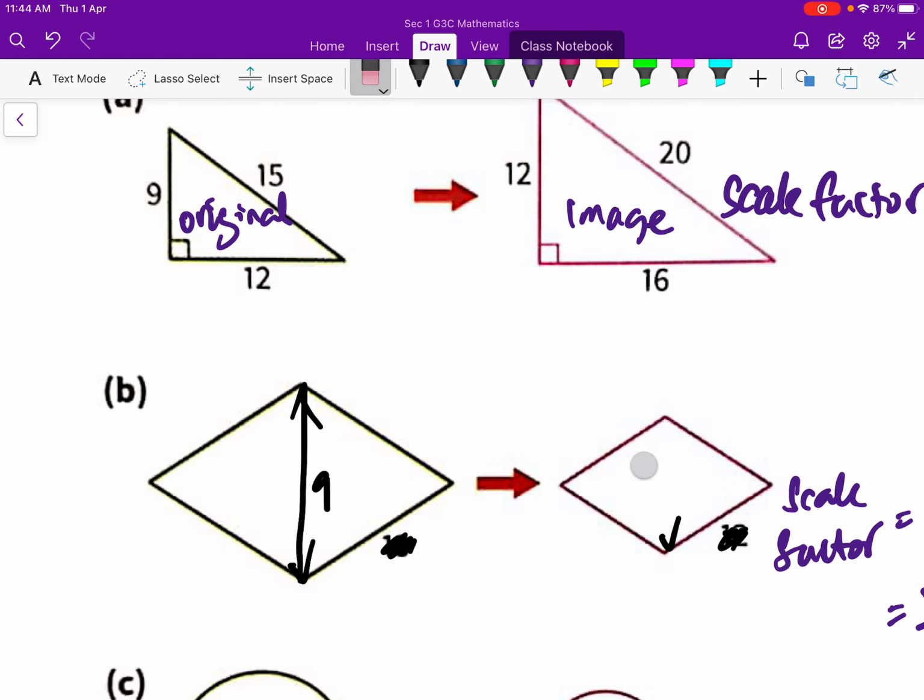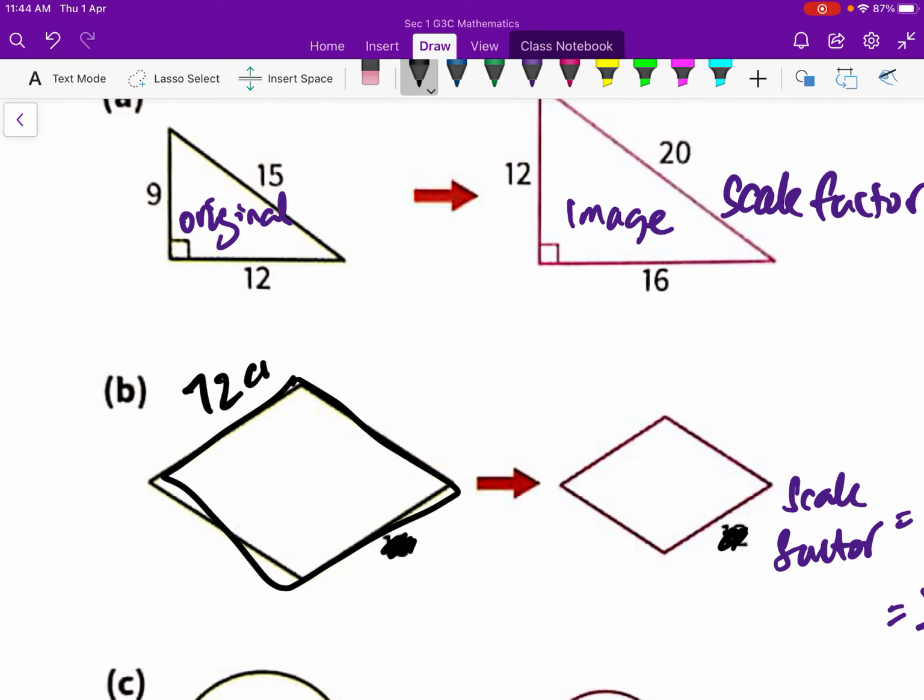They can also tell you that this is, they can tell you that this perimeter is 72 cm. Then they tell you this perimeter is 48 cm. Still get the same answer. Still works.